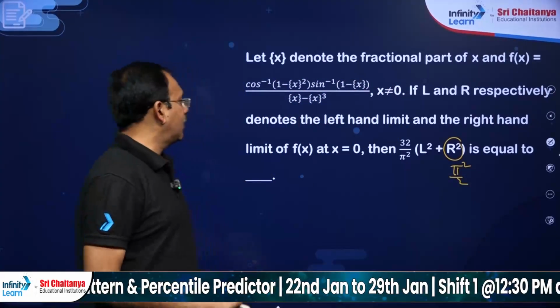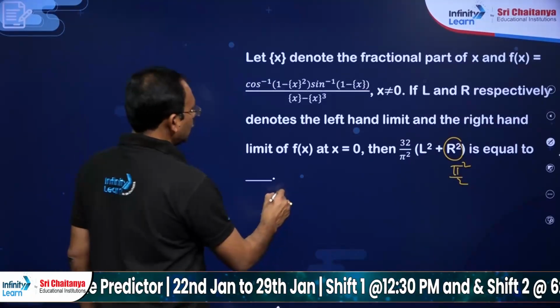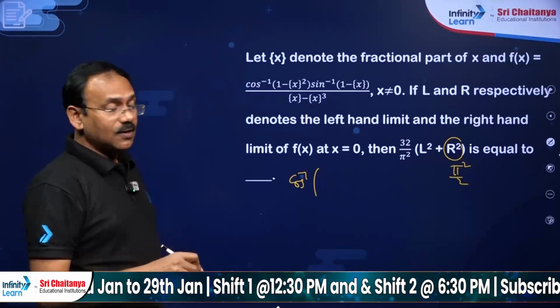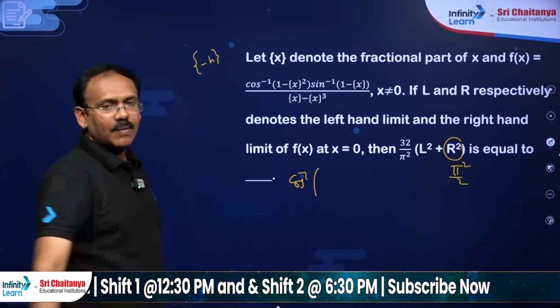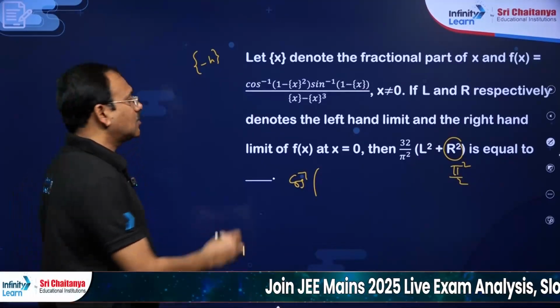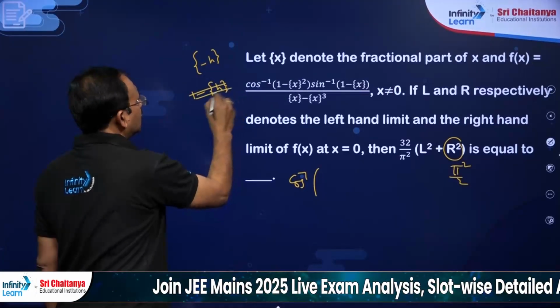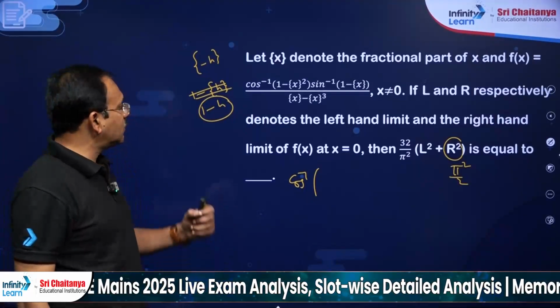Similarly, you find the left hand limit. Left hand limit means the fractional part of x is 1 minus h square. You can write cos inverse of, replace x by, you see, the fractional part of minus h. Am I correct? x is nothing but minus h. The fractional part of minus h is 1 minus the fractional part of h. That is, we can say 1 minus h, my dear friends. So, the fractional part of minus h is 1 minus h.